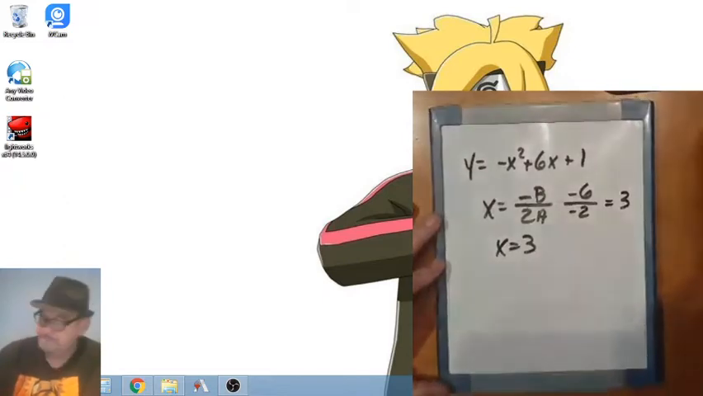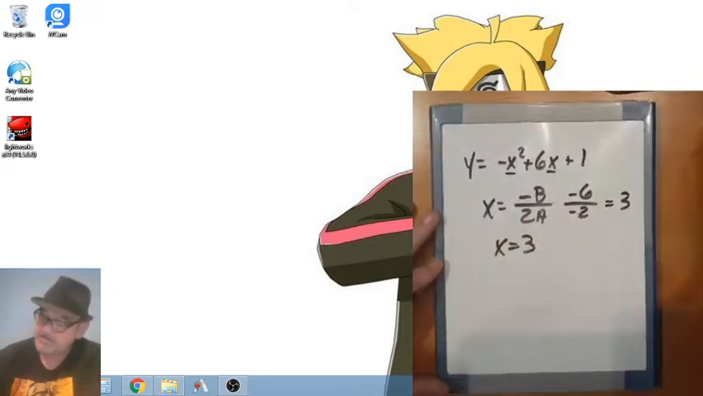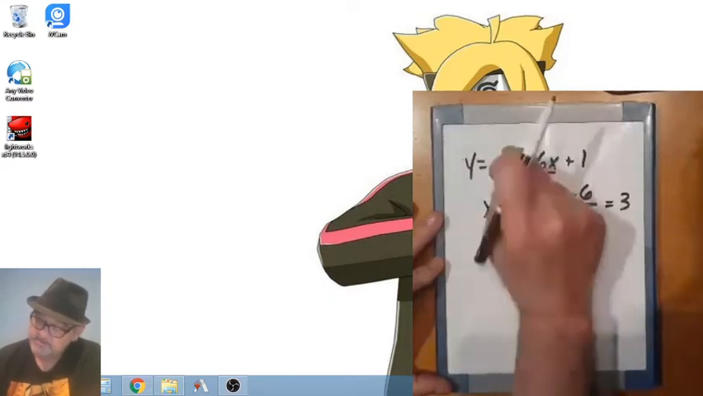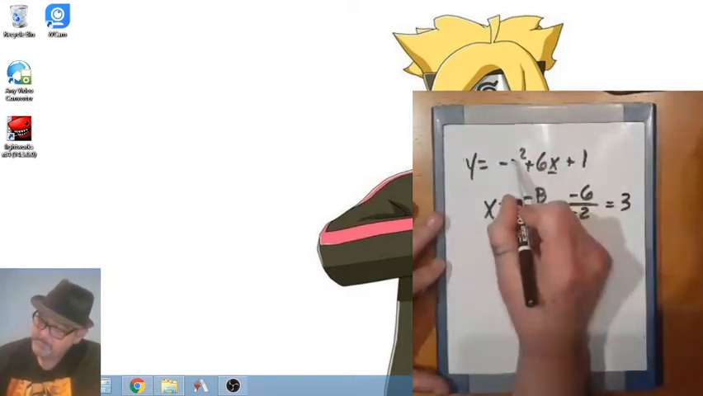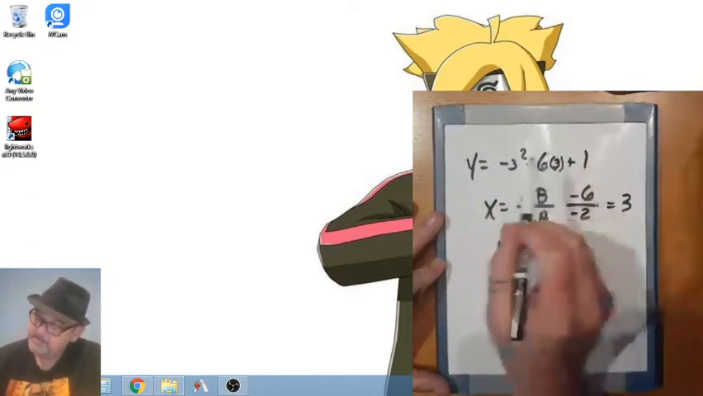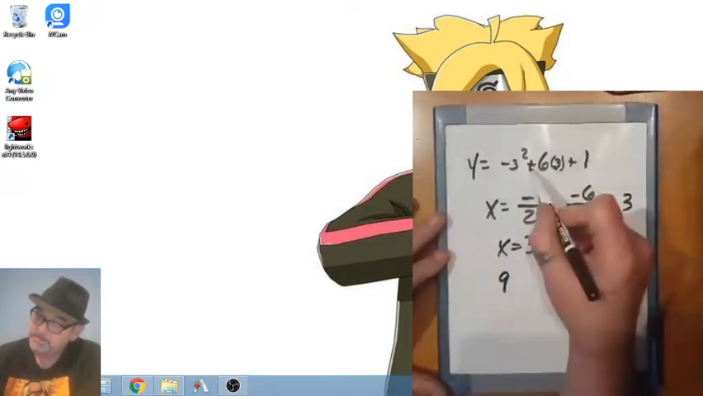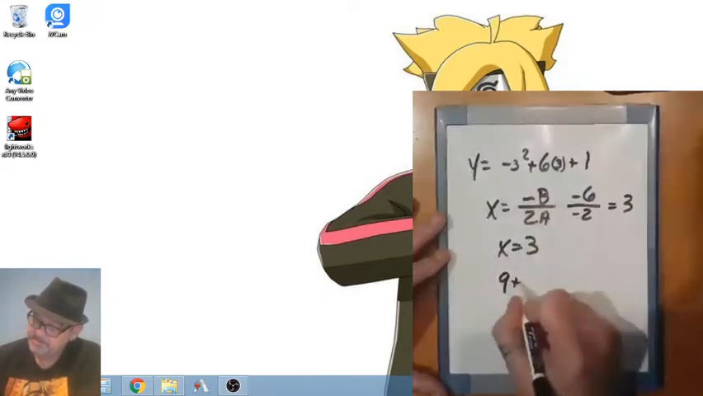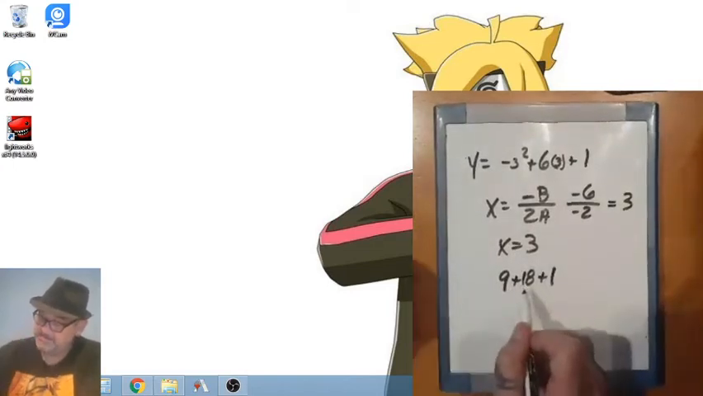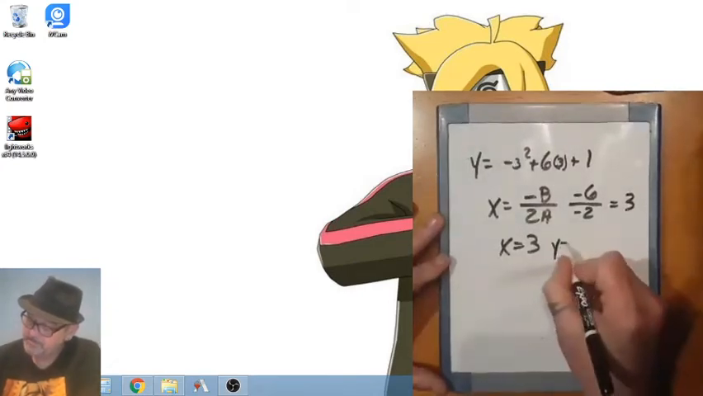Now how do I find y? I'm going to take this 3 and substitute it for those x's right there, because that will tell me what y is. Y equals this. Well, I know what x is, so I'm going to put a 3 here, and a 3 here in place of x. So what's negative 3 squared? Well, negative 3 times itself is positive 9, plus 6 times 3 is 18, plus I got this 1 chilling out here. So 9 plus 18 is 27, plus 1 is 28. So y is 28.